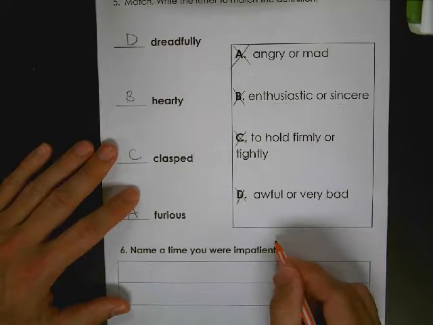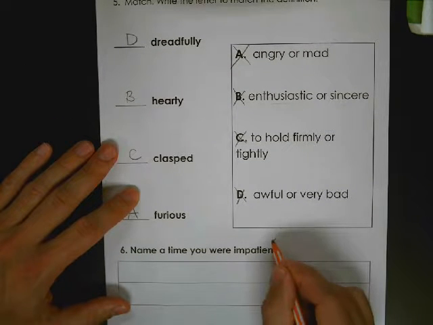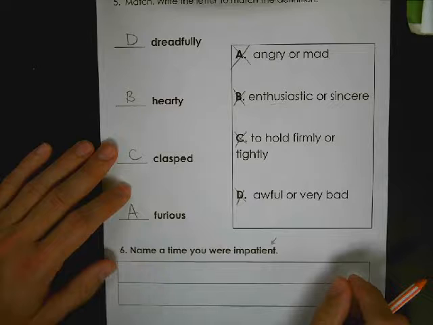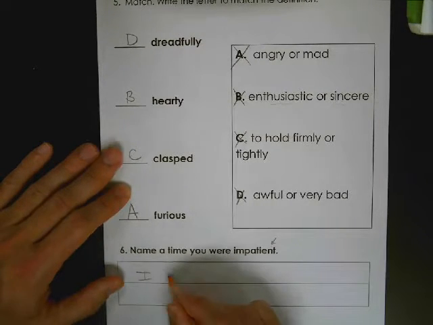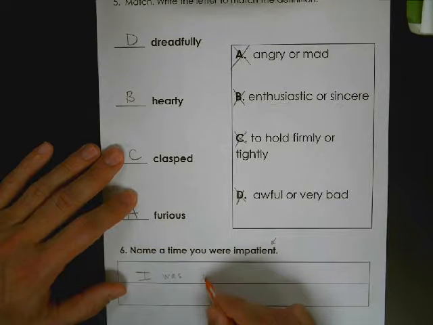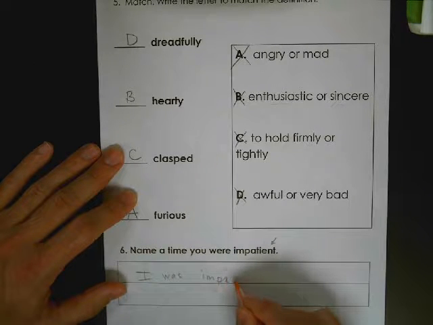And then down at the bottom, number 6, it says, name a time you were impatient. So you've got to understand the definition of impatient, and then you've got to apply that definition. Impatient means in a hurry or unable to wait. Where's the time that you were in a hurry or unable to wait? So applying that, I was impatient. Again, using that word is a great practice to get into.